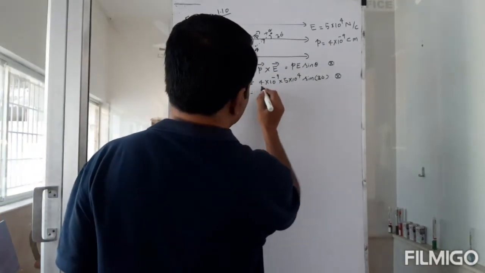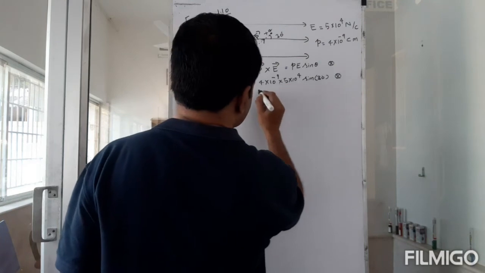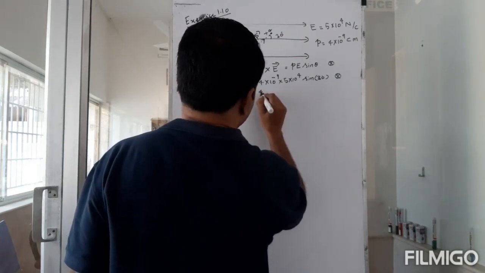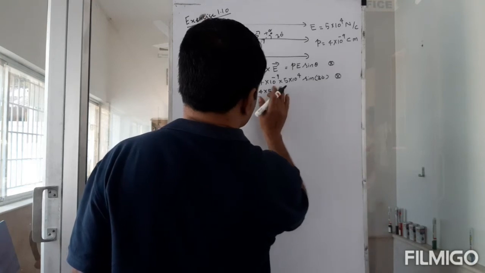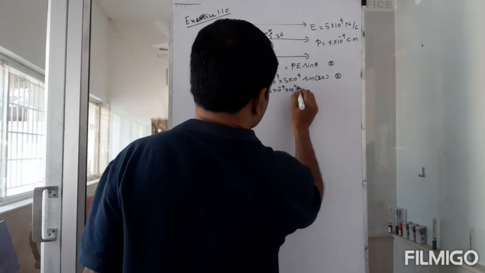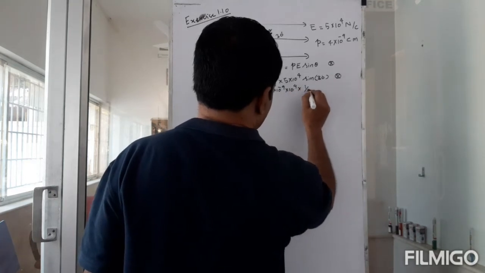So what am I going to get now? So 4 into 5 is 20. So it's 4 into 5 into 10 power minus 9 into 10 power 4, and sine 30 is half.